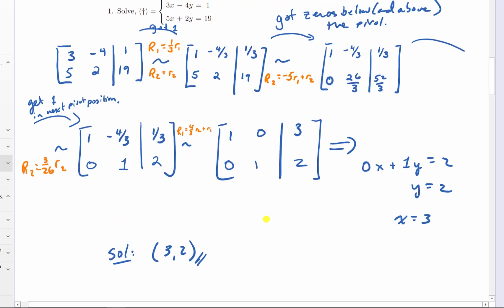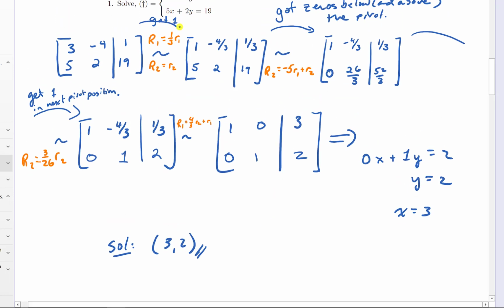What else do I want to say about that? Well, you could certainly check your work, plug in 3 for x and 2 for y, and you'll see, 3 times 3 is 9, minus 4 times 2 is 8, so 9 minus 8 gives us 1. That checks, but we've got to check the other one. So we plug in a 3 for x here, we get 15, plus 2 times 2 is 4, so we get 15 plus 4 is 19. So in fact, this does check.